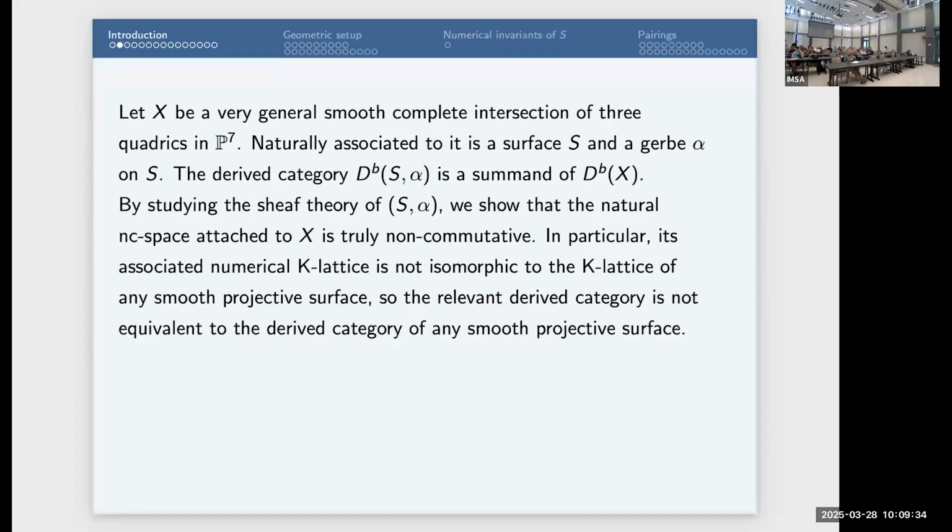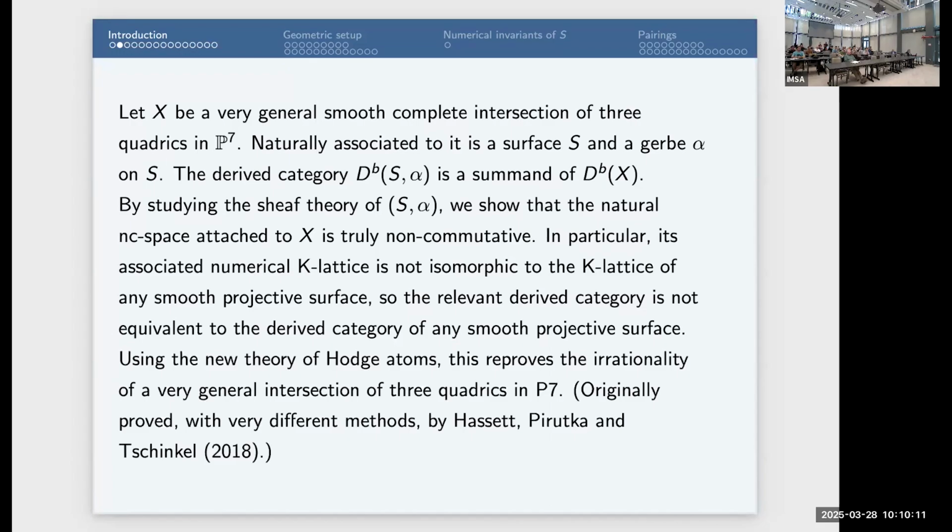By studying the sheaf theory of the gerbe, we show that the natural non-commutative space attached to X is truly non-commutative. That's the emphasis on the word truly. I'll try to illustrate what that means. In particular, its K-lattice is not the K-lattice of any smooth projective surface, so the relevant derived category is not equivalent to the derived category of any smooth projective surface. I'm going to say a few very general words, and the rest of the talk will be very concrete, down-to-earth, classical algebraic geometry type calculation.